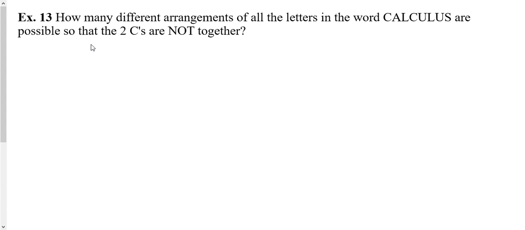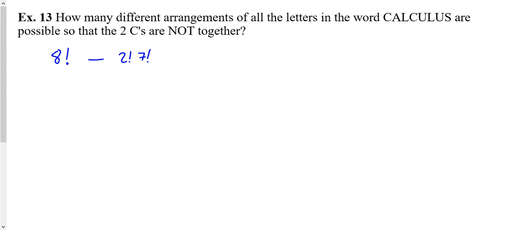In this next example, example 13, we have how many different arrangements of all the letters in the word calculus are possible so that the C's are not together. So again, C's not together. I'm going to do an example where I go with C's together and subtract that off from no restriction. So how many letters do we have in total? In calculus, there's 8 letters. So my 8 letters can be in any sort of position, so it's no restrictions, 8 factorial. I'm going to subtract off my 2 C's together, so 2 factorial, in 7 different positions.